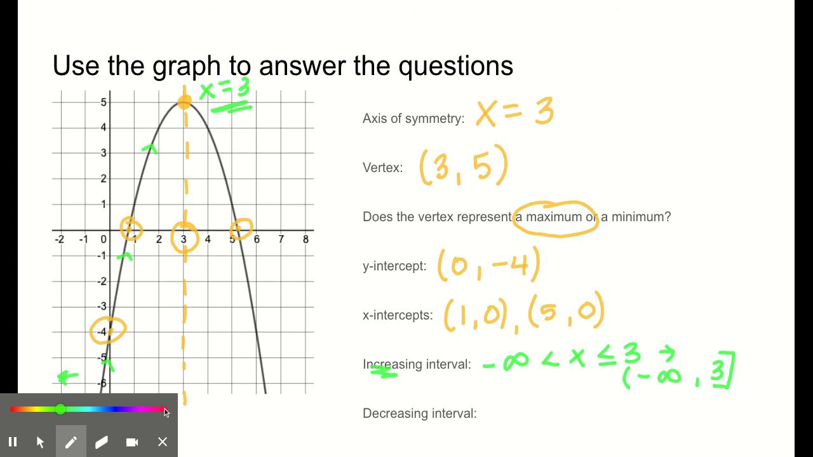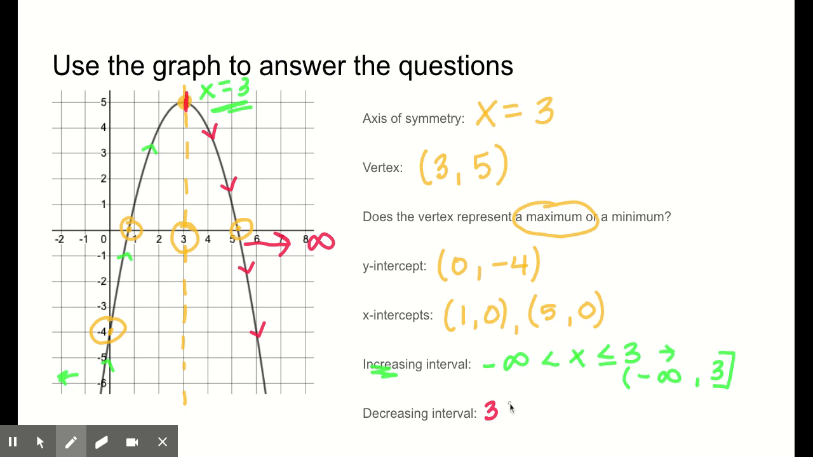Therefore, on the other side, our graph begins to decrease. So on the right side of the axis of symmetry, that's where our graph is decreasing. So the decreasing interval is from the axis of symmetry. That's where it begins to decrease. But we're reading it from the left side to the right side. So it begins to decrease at 3, and then it goes all the way to the right. And the numbers to the right are positive infinity.